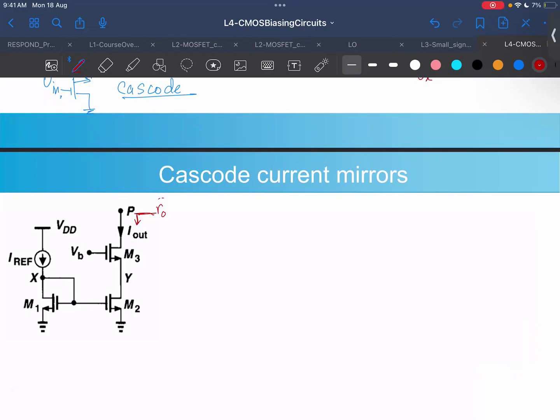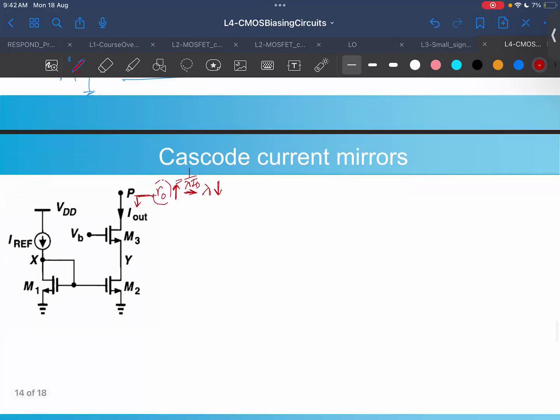So how does that directly affect when you increase RO? By default, the effect of lambda is reduced, right? Because we know that R naught is just 1 over lambda ID, right? So that means that whenever there is an effort to increase RO, you would have lesser effect of channel length modulation, right? And we saw that by doing so, we can minimize the error which would come in copying this IREF to I out, right?